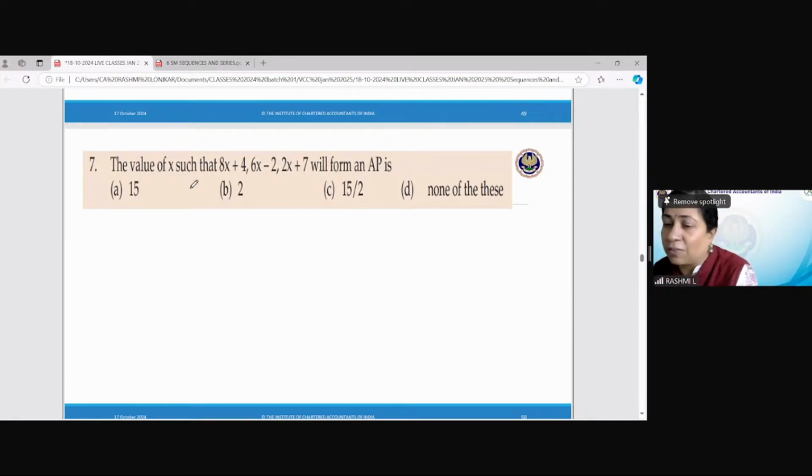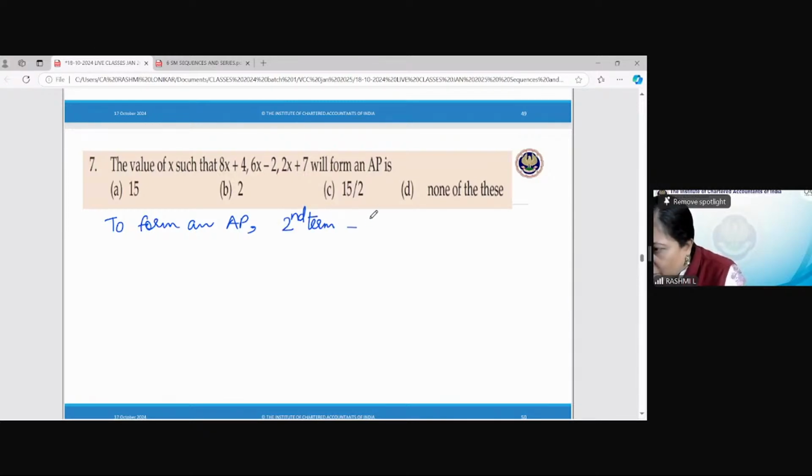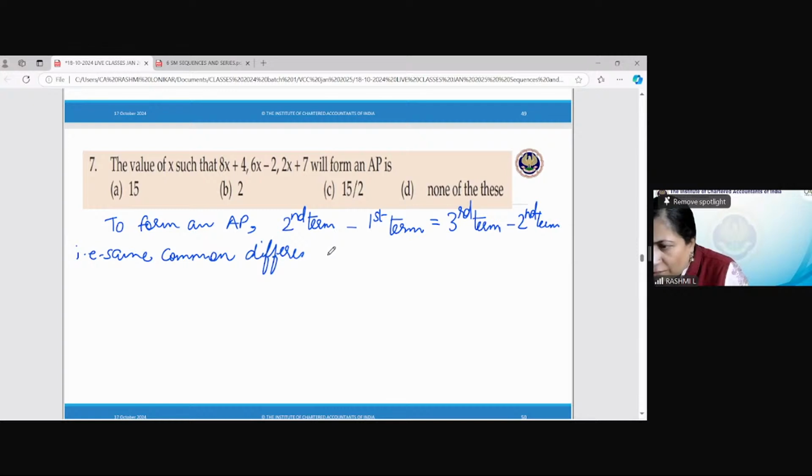ओके, वेरी गुड. The value of x such that 8x plus 4, 6x minus 2, 2x plus 7 will form an AP. So to form an AP, second term minus first term should be equal to third term minus second term. Okay, that is same common difference. ये आपको समझाने के लिए लिख रही हूँ, ऐसे कोई जरूरत नहीं पड़ती. T2 minus T1 is equal to T3 minus T2. ये मेरा T1 है, ये मेरा T2 है और ये मेरा T3 है.